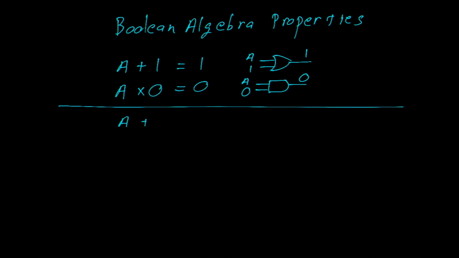A or A will always equal A. A and A will equal A. Or if you prefer, you could say the product of A and A is equal to A. At the gate level, the first one is an OR gate. It has 2 inputs. Those inputs are tied together with A going in to both inputs. The output will be A. And this is an AND gate with both inputs tied together. A goes in and A comes out.